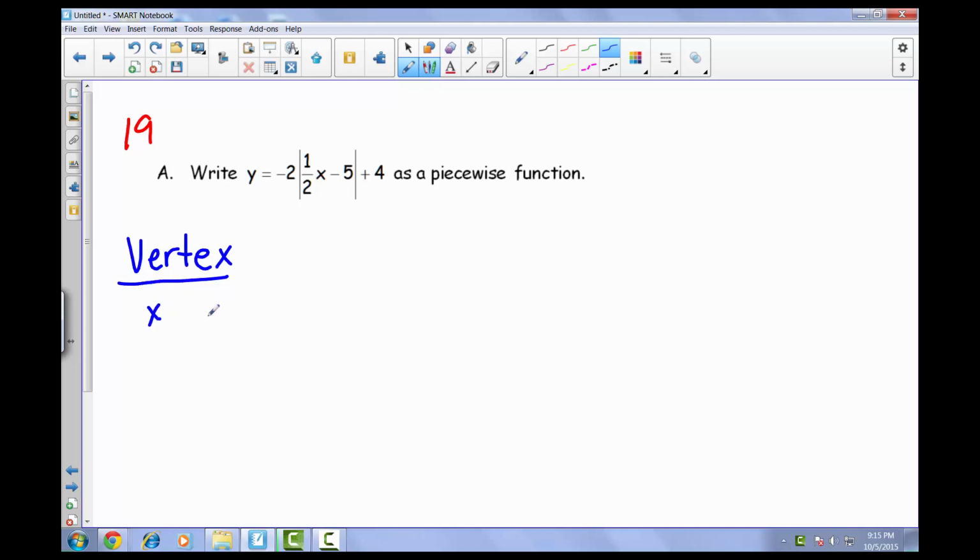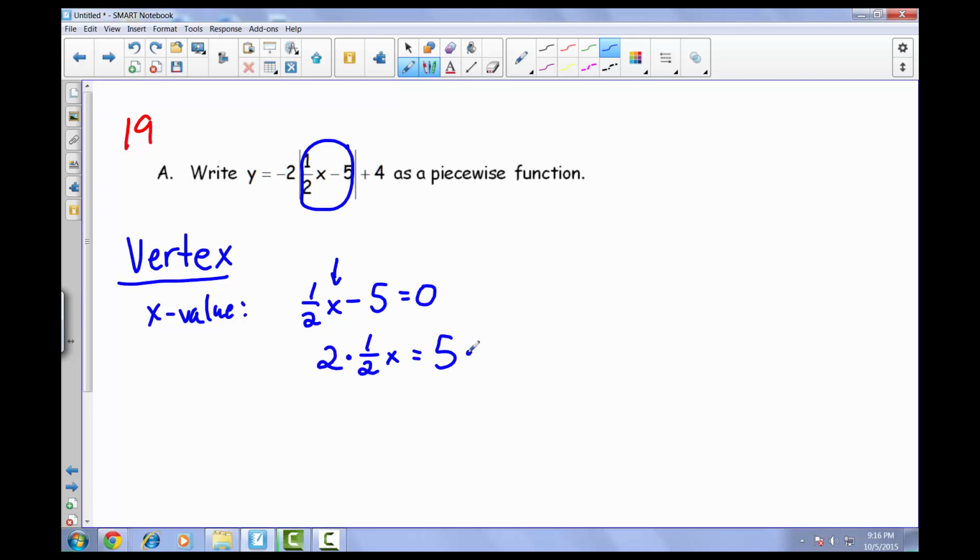So to find the x value, we're going to go ahead and set what's inside of our absolute value equal to 0. So we have 1/2 x minus 5 is equal to 0. And now we're really just trying to solve for x. So we would add 5 to both sides, and then multiply both sides by 2. These end up canceling out, leaving us then with just x is equal to 10. So again, that is our x value.